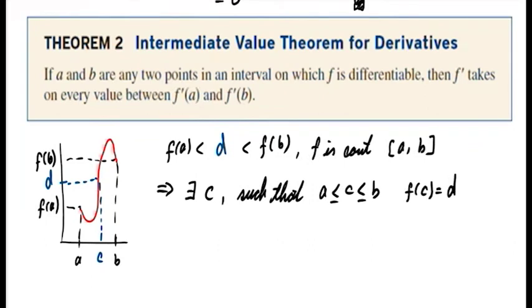What it means is that f of x will assume every possible value between here and here. You get it? So whenever there is a value here, there's a corresponding point. That's the intermediate value theorem. Yes, Ashley.